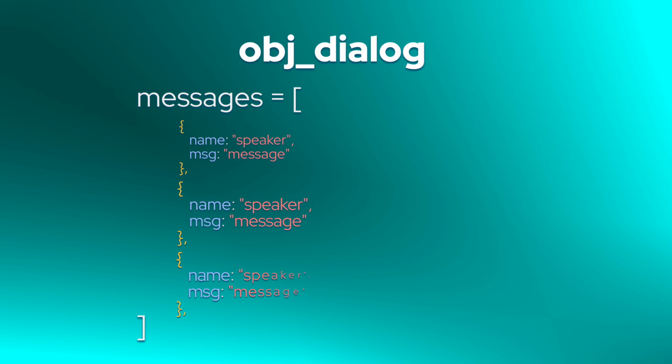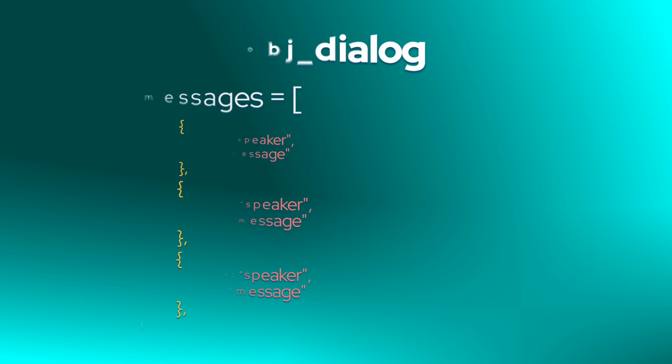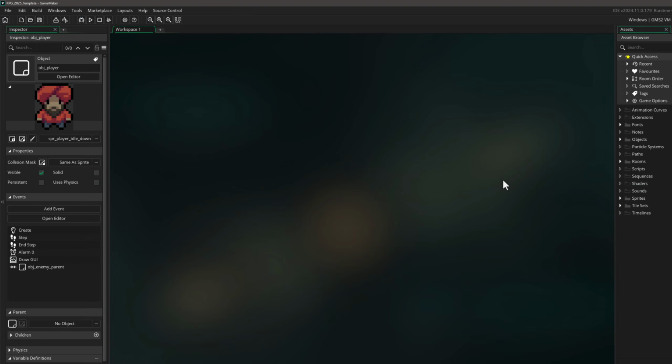So this way, with structs in the array, you have a list of messages, and the obj_dialog instance will go through this array, drawing each message one by one. So let's open our project and get started.